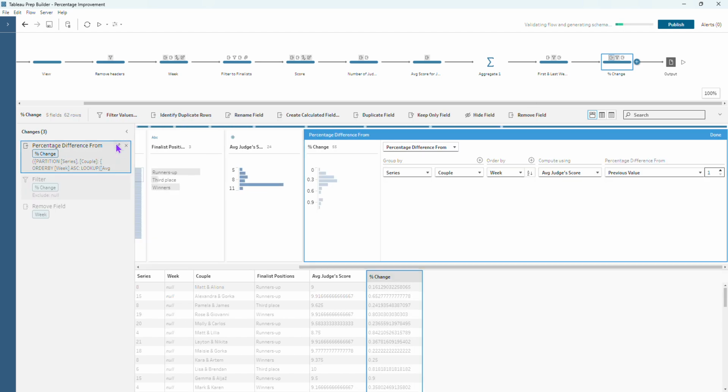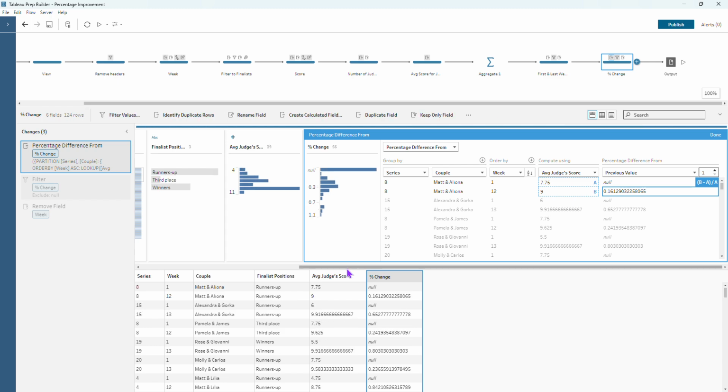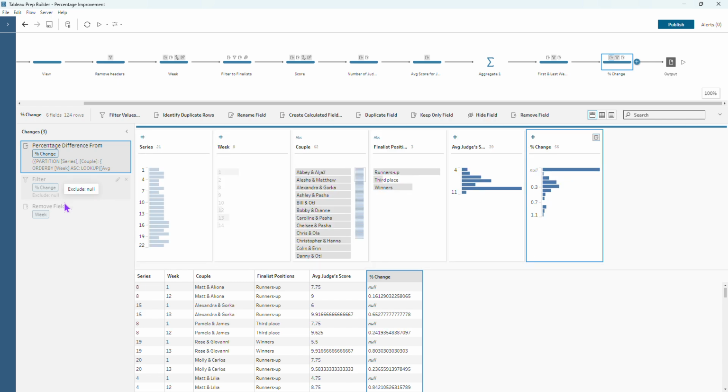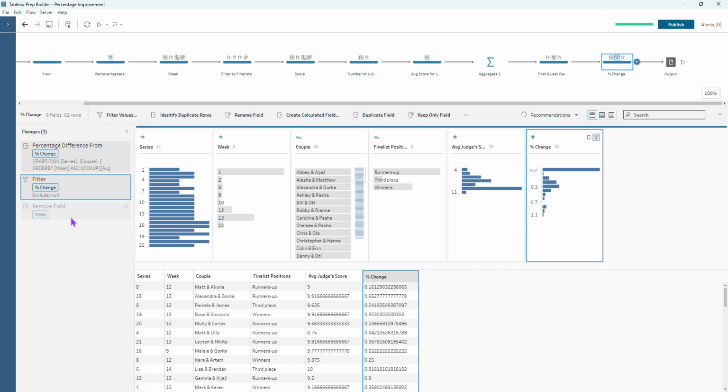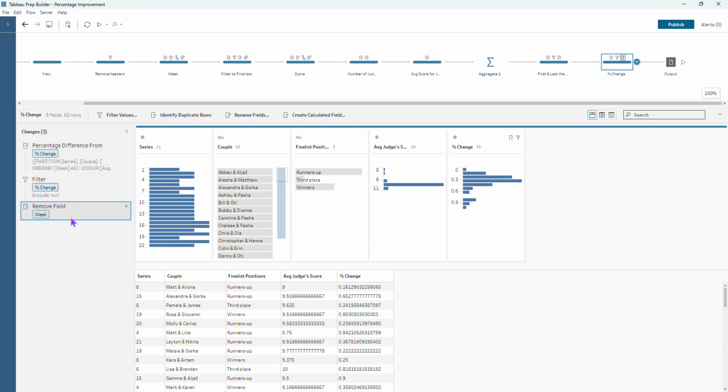So going into that average judges' score field, and doing a percentage difference from calculation, making sure that we're sorting our week in ascending order for each series and couple, and just seeing what that percentage change was, and then only keeping the row where they were in the final, basically. And this is our results.